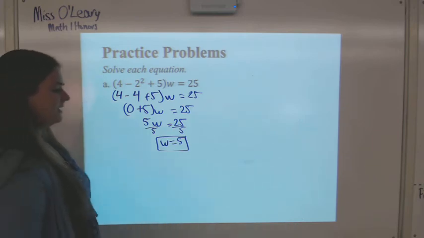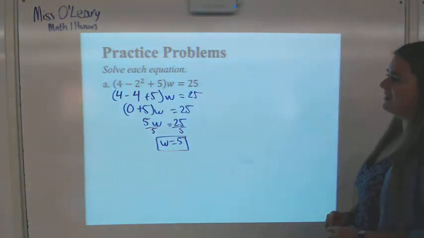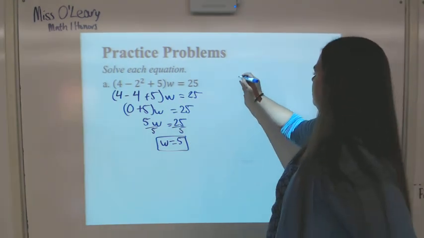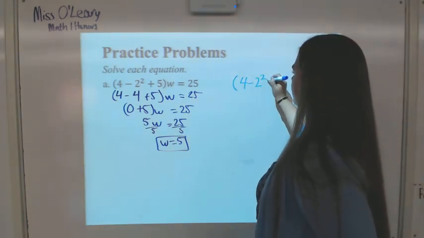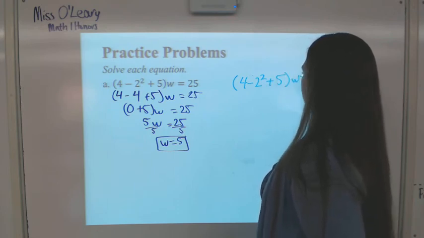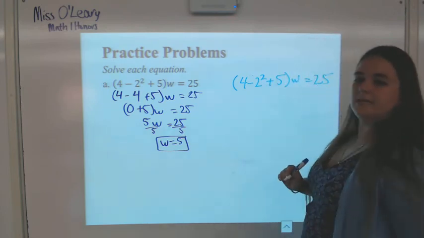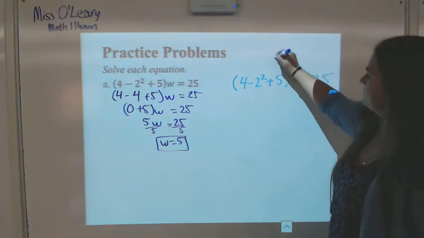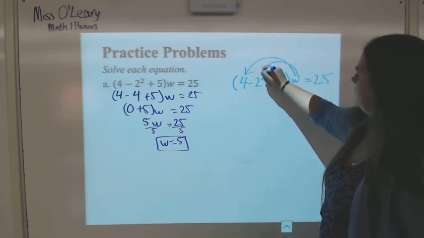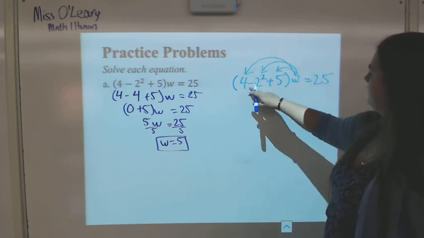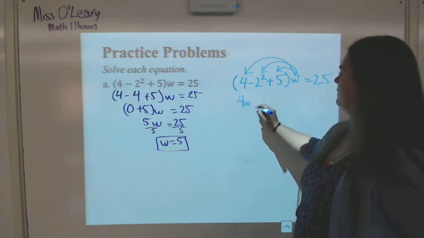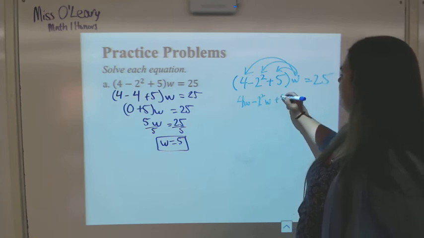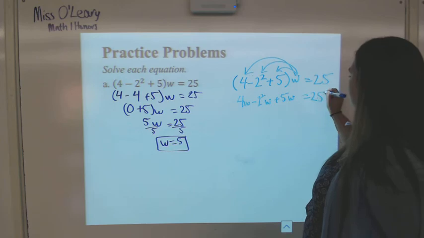Well, now let's think about it the other way. We just talked about the distributive property, so I might look at this equation and decide, you know what, I want to distribute first. So if I take 4 minus 2 squared plus 5, I can use my rainbow and I want to distribute this multiplied element to each piece inside my parentheses. So I get 4 times w minus 2 squared times w plus 5 times w equals 25.